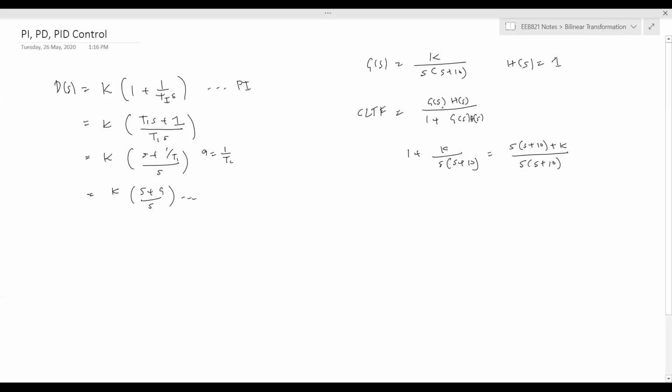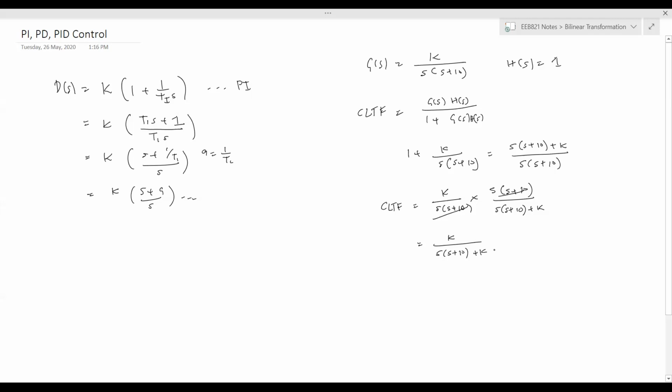Then G(s) divided by this whole thing, so it will be K over s times (s plus 10) divided by this whole thing, which is the same as multiplying by s times (s plus 10) divided by s times (s plus 10) plus K, by inverting that. So this will cancel off and we'll be left with K over s times (s plus 10) plus K.